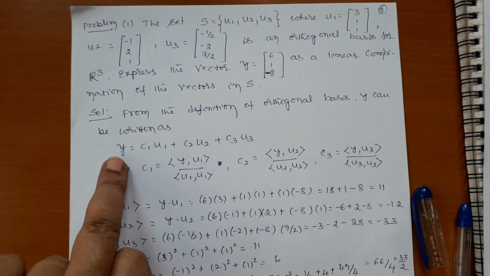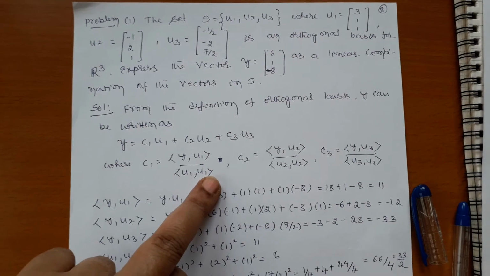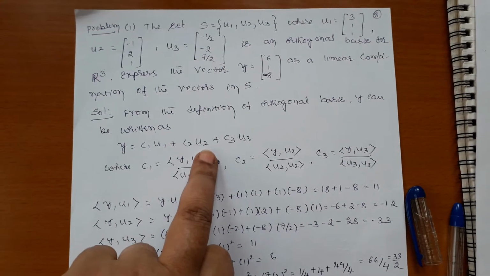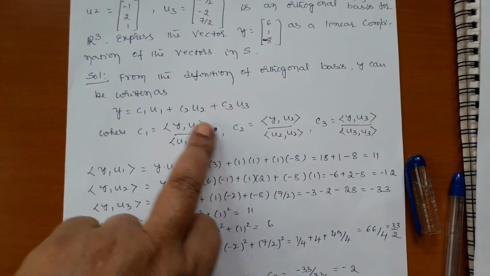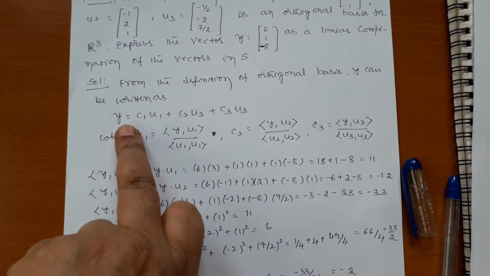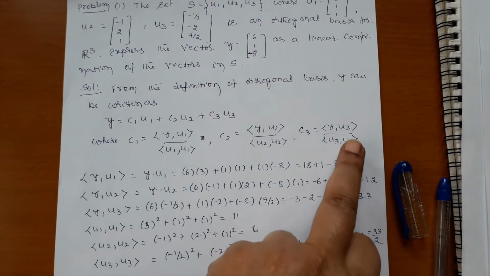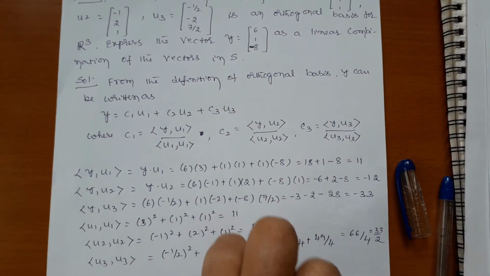Inner product of W is Y comma U1 divided by inner product of U1 U1, and then similarly C2 is inner product of Y comma U2 divided by inner product of U2 U2. And also next I have to take C3, which is nothing but inner product of Y comma U3 divided by inner product of U3 U3. That's all. This is the way they find out the values of C1, C2, C3.